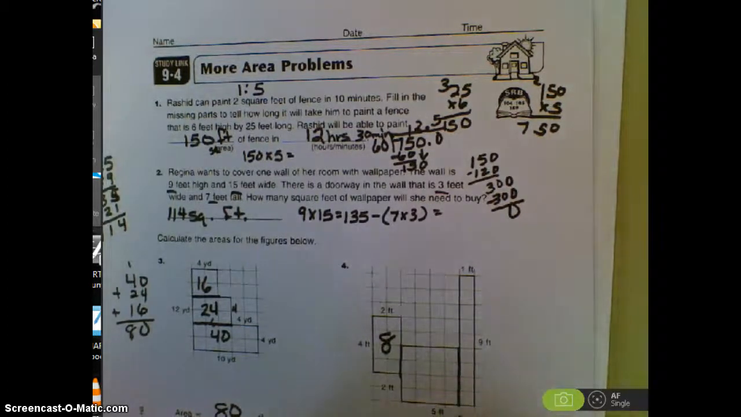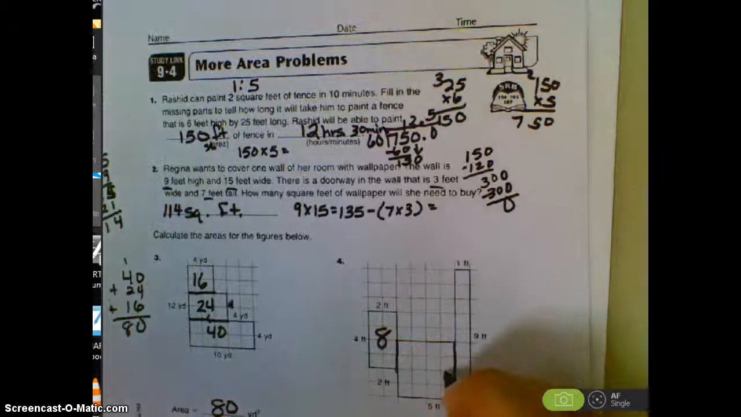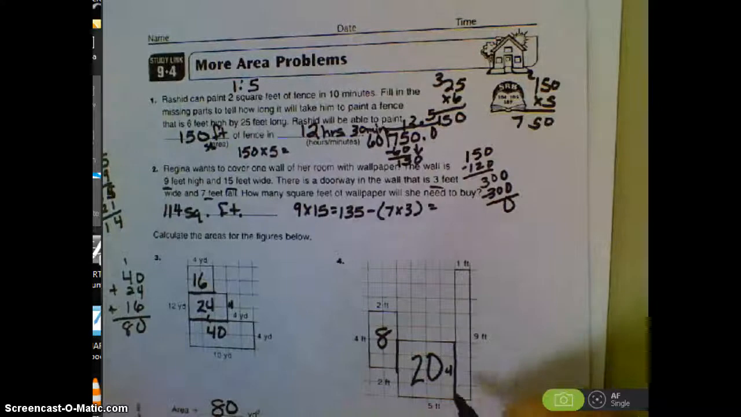Down here I've got 5. Not exactly sure of the length here, but I can see that this is 9. And it looks like this little piece is 2. So I'm going to say that this must be 4. If this is 2, and then this piece right here is 2, 2 and 2 would make it 4. So this side must be 4. 5 times 4 is 20 for that piece.